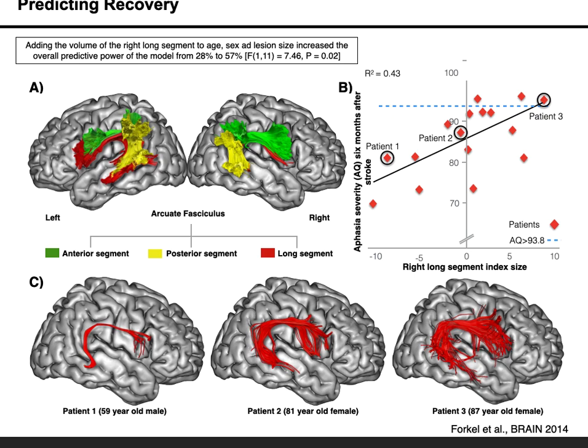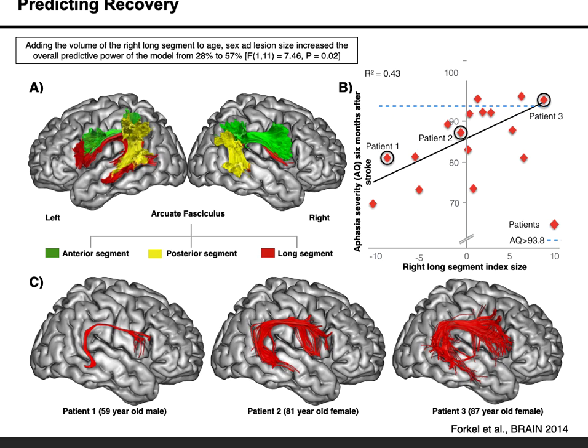Now, what you see here on the right is the results from the study that are corrected for the age of the patients, their sex, other demographics, and lesion size. And the x-axis shows you the size of the right long segment. And on the y-axis, you see the aphasia severity, AQ, as measured with the Western Aphasia Battery 6 months after symptom onset. I highlighted three patients for you here. Patient one, you see at the bottom left, is a 59-year-old male who has quite a thin connection in the right hemisphere, and his recovery was not great after 6 months.